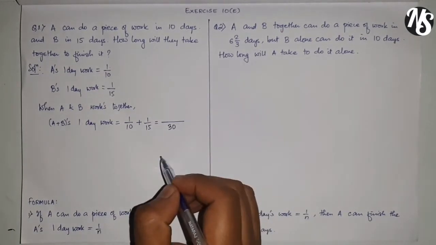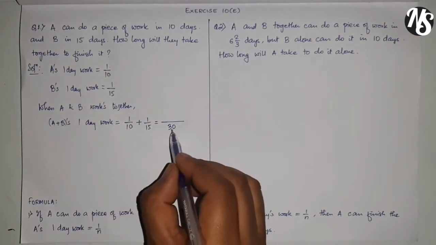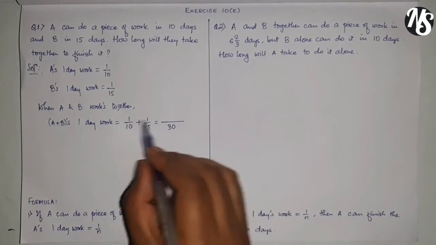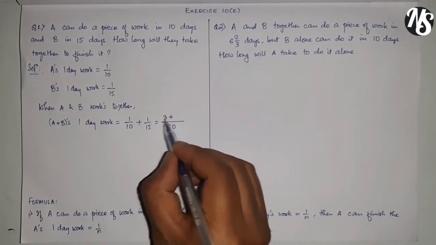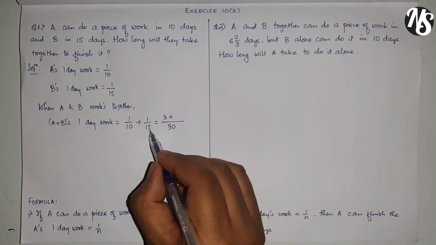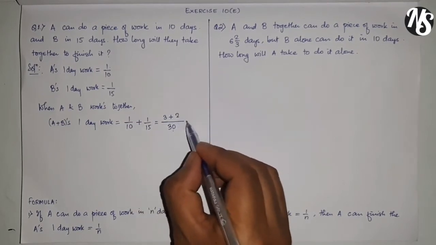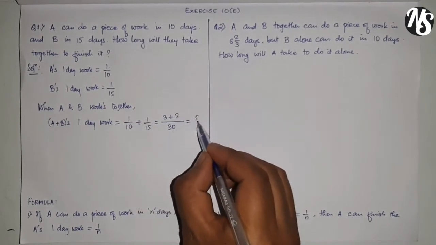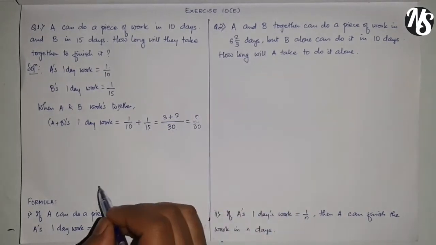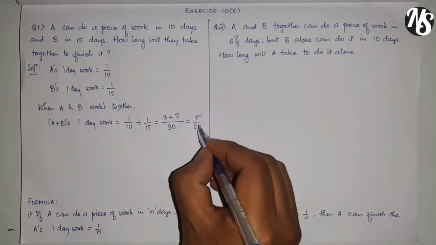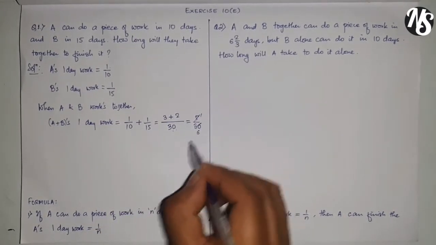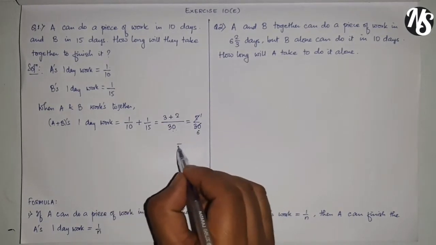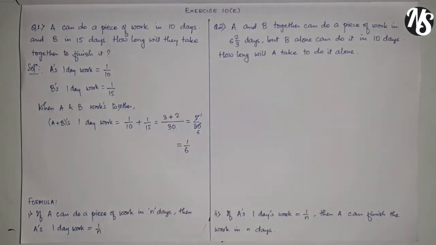So just do the simplification: divide 30 by 10, you get 3, 3 into 1 is 3, plus divide 30 by 15, you get 2, 2 into 1 is 2. So this is how much? This is 5 by 30. So cancel this: 5 1s are 5, 5 6s are 30, which is 1 by 6.